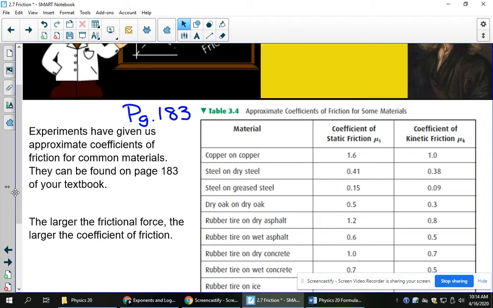So for example, a rubber tire on dry concrete has a coefficient of static friction of 1 and a coefficient of kinetic friction of 0.7. So just for an example, lots of times I'll give you questions and I'll tell you that we have maybe a steel item on dry steel, and how much friction would those items have when sitting against each other, static friction, or moving against each other, kinetic friction.